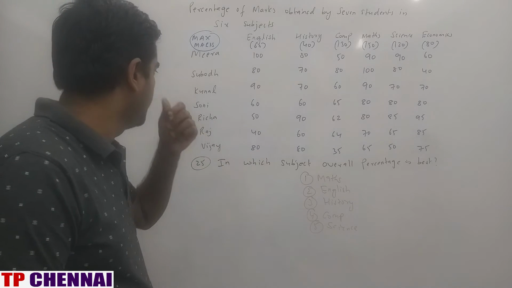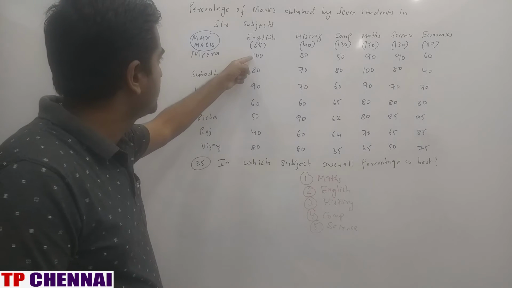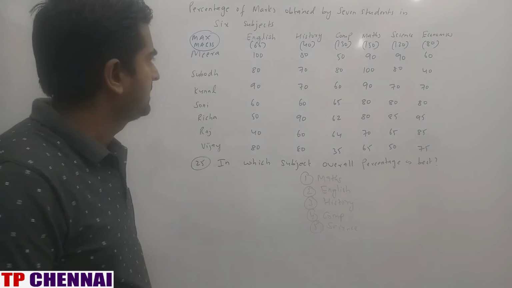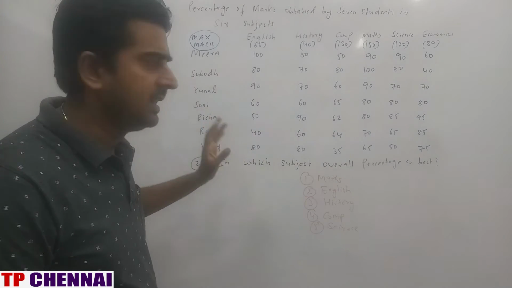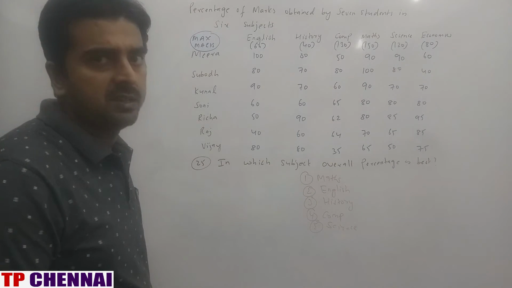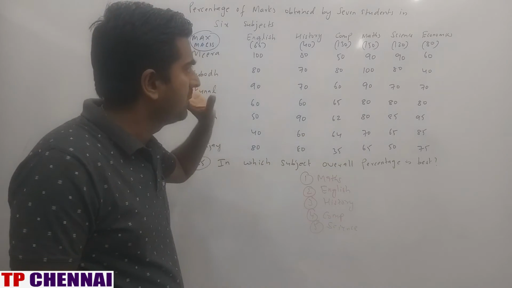So from the table itself we can say, when you see here, you are having English 180, 90, 60, 50 is there. Then history, the maximum mark itself is less. This cannot be the answer. Even English cannot be the answer because 50, 40 is there. Computer science, maximum mark is 130, but you are having 50, 60, 80, 65. This cannot be the answer.